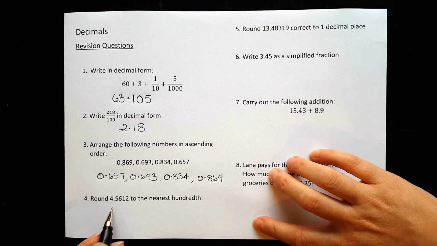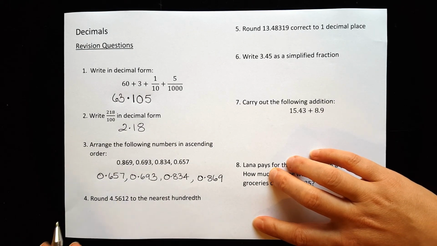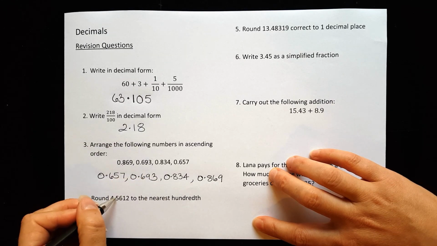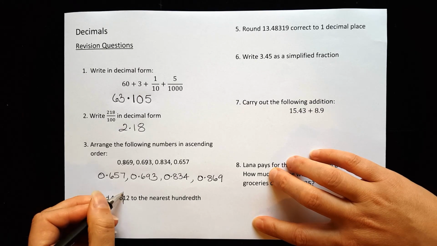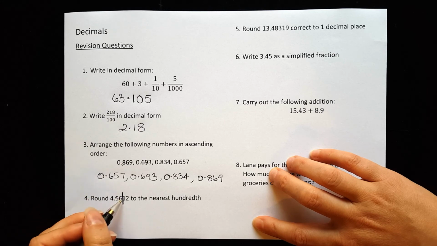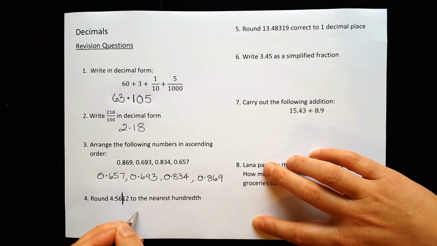Question 4, rounding this number to the nearest hundredth. So remember that the first decimal place is the tenths, and the second decimal place is the hundredths. So we want to round off after that second decimal place. Because my next number is a 1, it will just cut off. So my answer is 4.56.